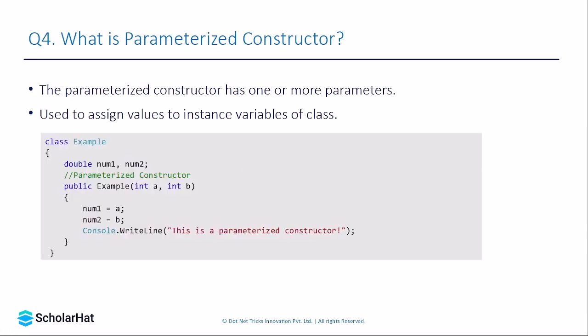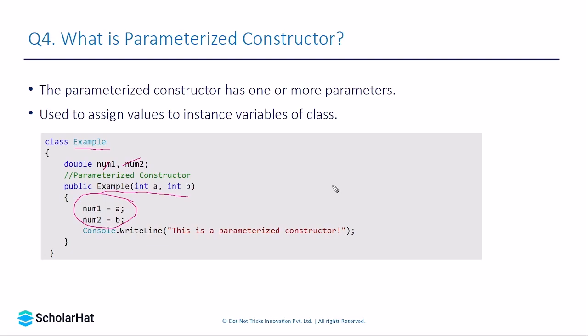For example, in the same class Example, we have a parameterized constructor as well, and it takes two inputs as parameters, that is int a and int b. Inside it, it assigns the values of the two inputs to its internal fields, that is num1 and num2. So a parameterized constructor has one or more parameters and it is different from a default constructor.